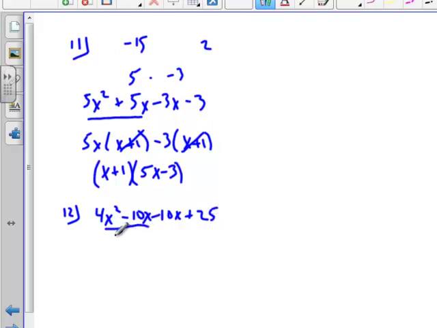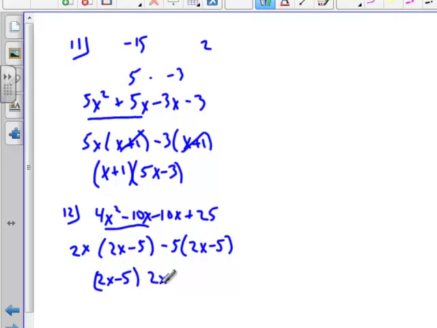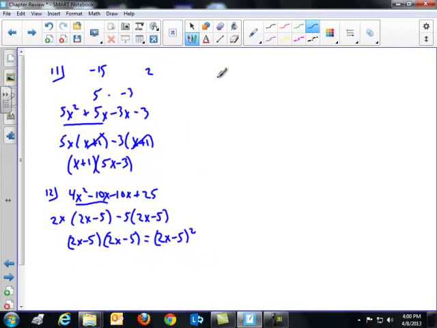Out of this first group, I'm going to take a 2x out of there. I'm left with 2x minus 5. Out of the second group, I'm going to take a negative 5 out of there, again leaving me with 2x minus 5, and that factors down to 2x minus 5 times 2x minus 5. Since we have the exact same expression, you do not have to, but you could also express that as the quantity of 2x minus 5 squared.